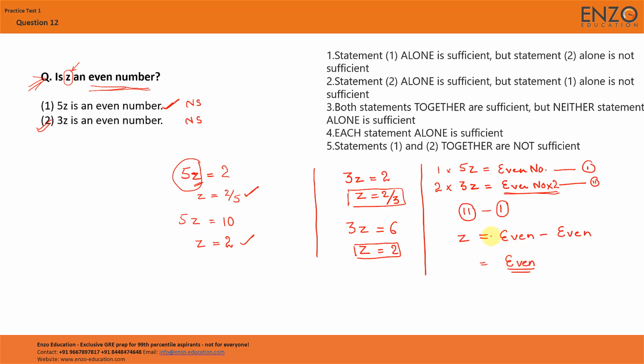True? So when we combine these two statements, we can definitely get that the nature of z is an even number. So combining the two statements will arrive at the answer. So the answer to this question is C.